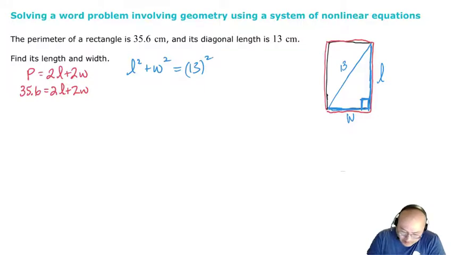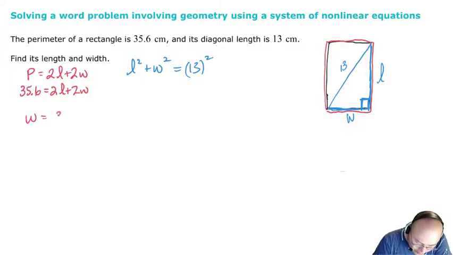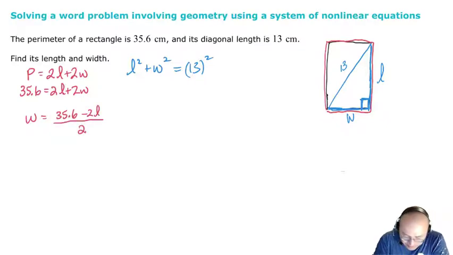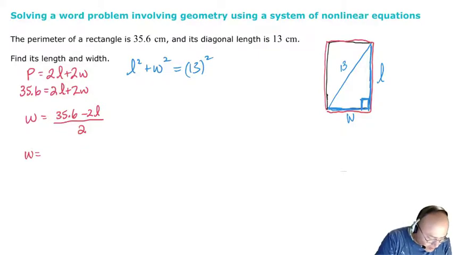We're going to take the equation over here on the left and apply a substitution. So why don't we solve for W? If we solve for W, we get 35 and 6/10 minus 2L, divided by 2. What is 35.6 divided by 2? 17.8. And now we have minus L.